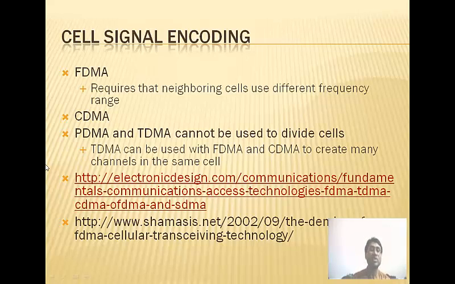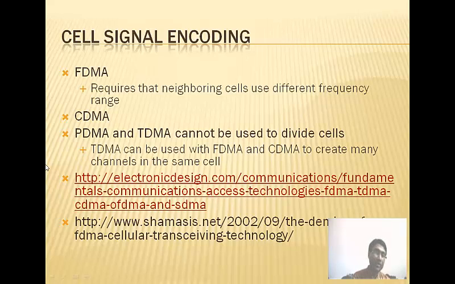Anyway, some encoding methods are FDMA, CDMA, PDMA, and TDMA. FDMA is frequency division multiple access, CDMA is code division multiple access, and TDMA is time division multiple access. Usually, most cellular networks, or the majority of companies, use frequency division multiple access. It requires that neighboring cells use different frequency ranges.